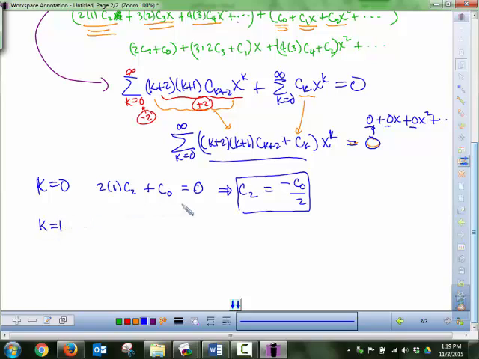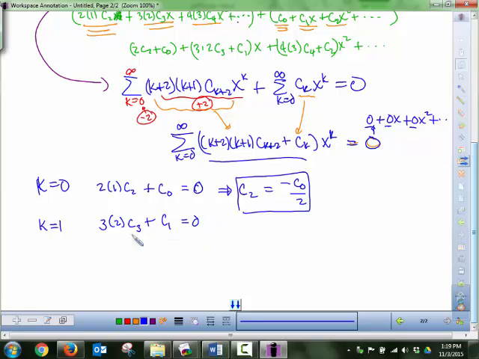k is equal to 1. Let's see what we're going to come up with. So when k is equal to 1, I have 1 plus 2, that's 3, times 1 plus 1 is 2, C sub 1 plus 2 is 3, C sub 3, plus C sub 1. And that is supposedly equal to 0.